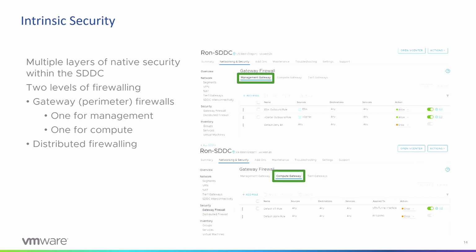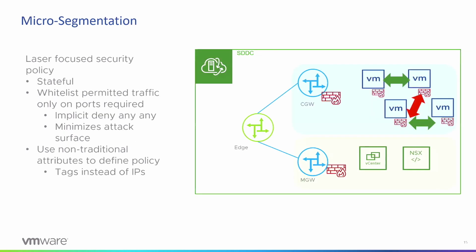So just like an edge firewall inside of on-premises NSX, I've got the opportunity to configure whatever security policy is appropriate for my environment. But then I also have that distributed firewall and that microsegmentation functionality because it's inherent to NSX. So let's look at microsegmentation.